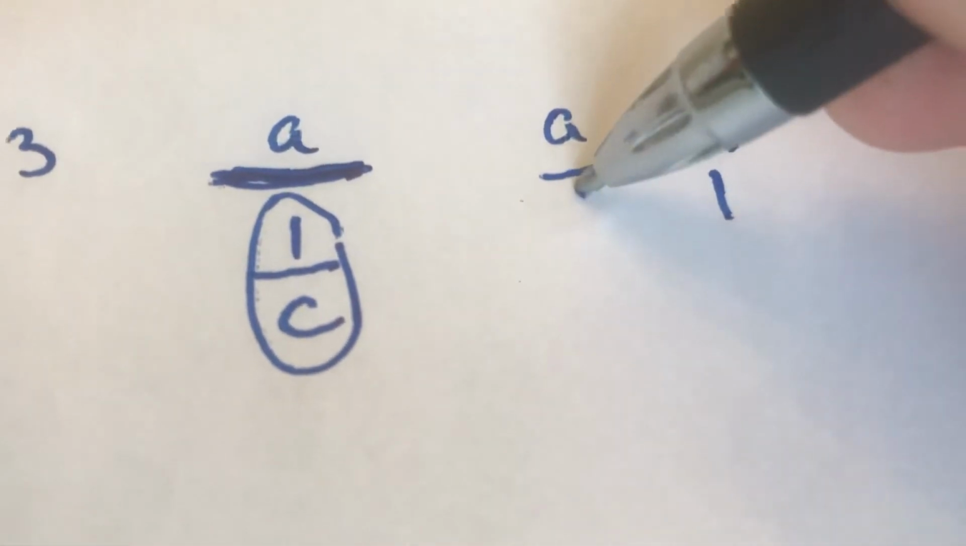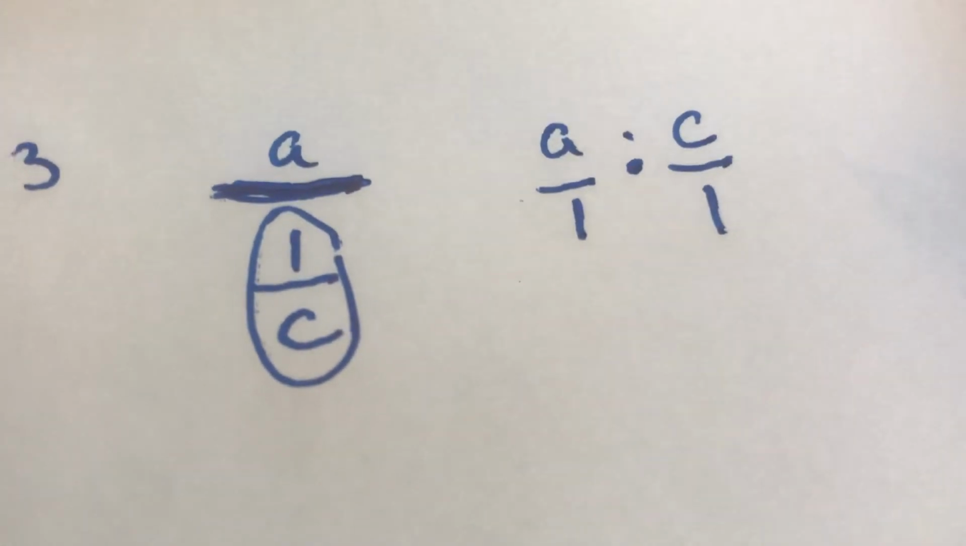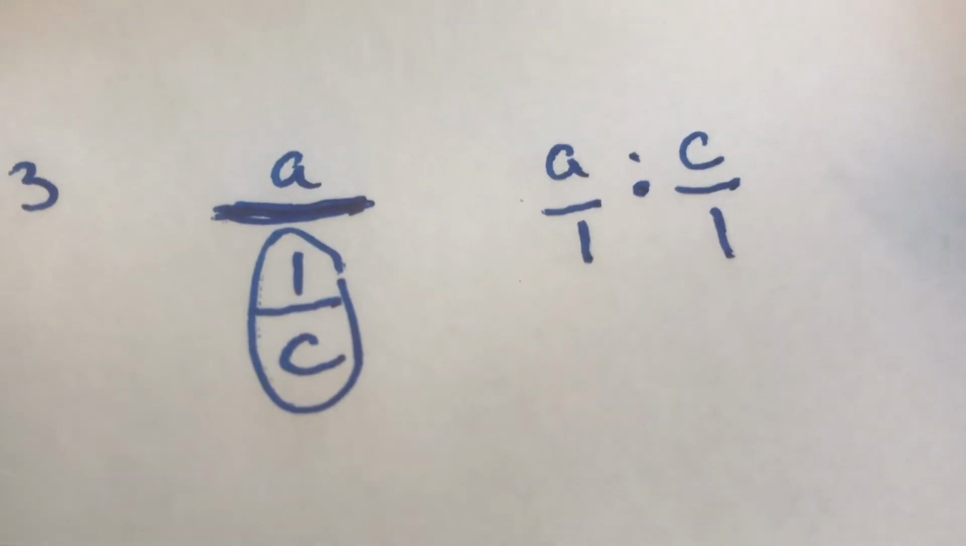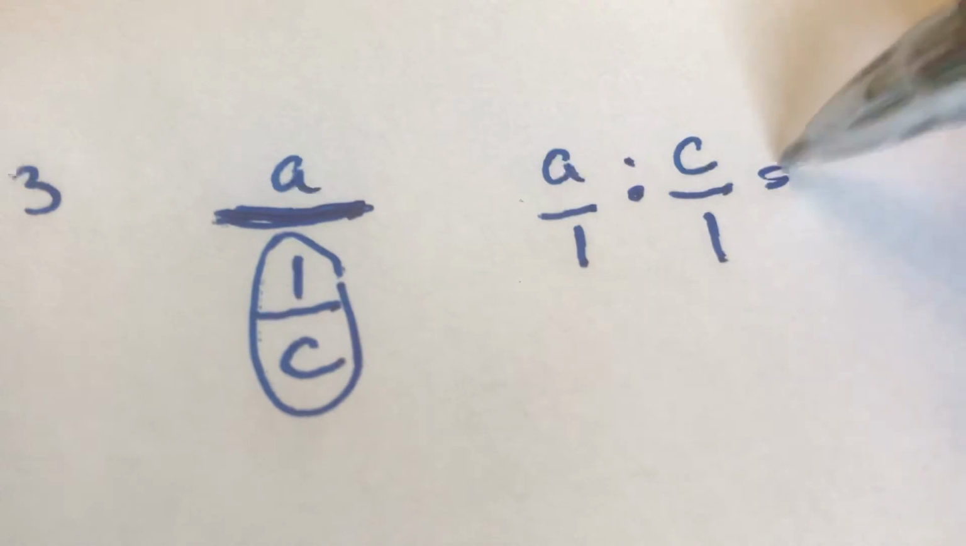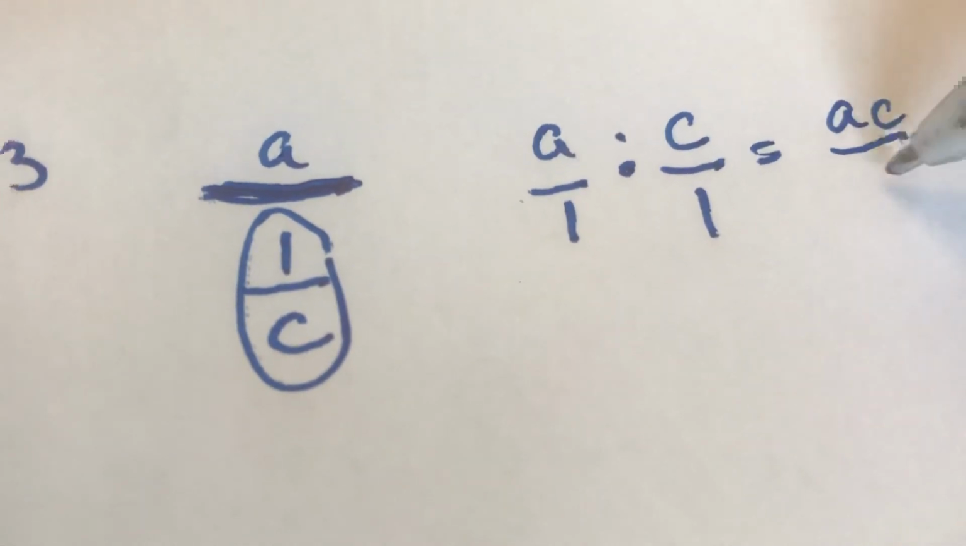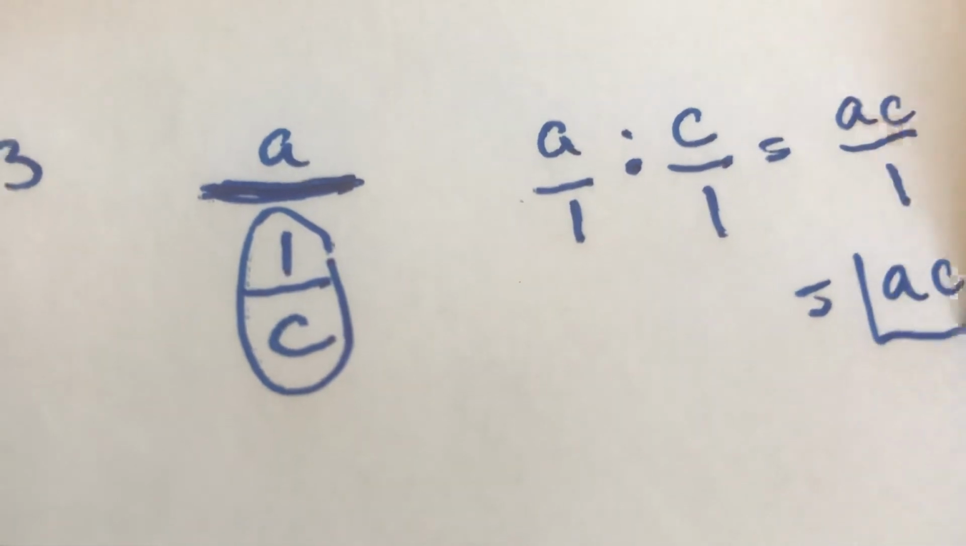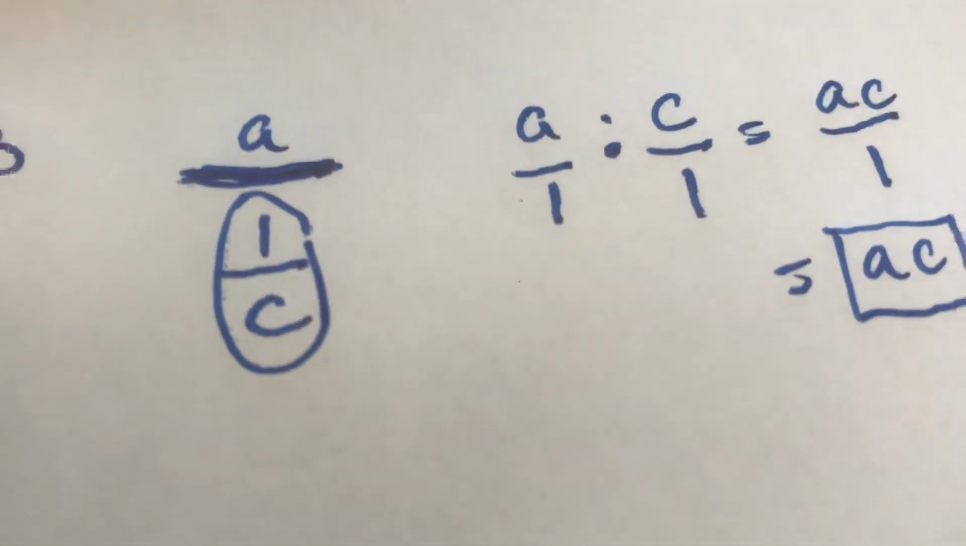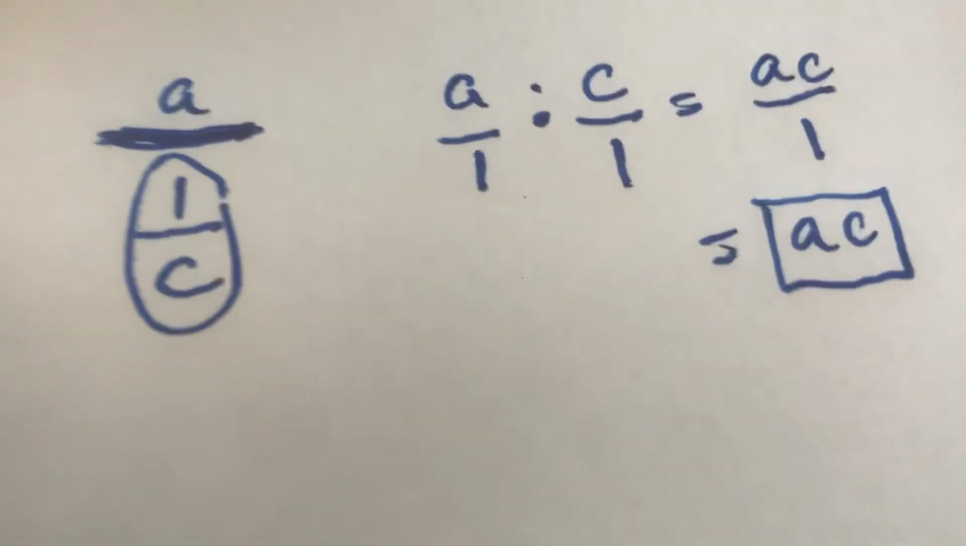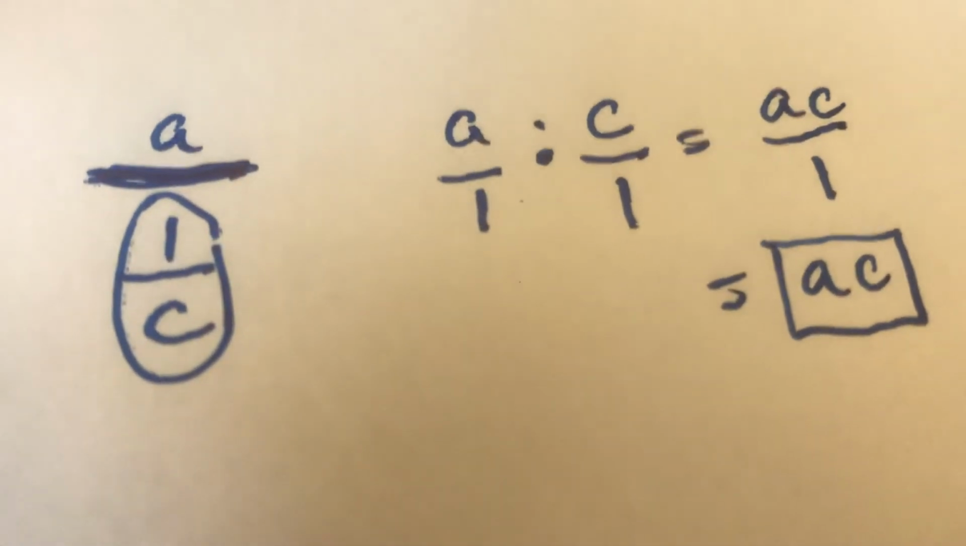Or if you're a little bit more careful, you can write a as a over 1, because you can write any number over 1, it doesn't change the value, equals AC over 1. But you don't have to write the over 1. You can always simplify. Add, subtract, multiply, divide, but don't forget to simplify.